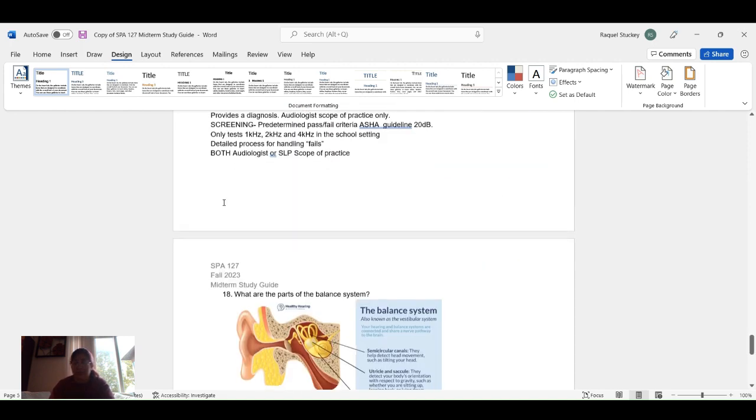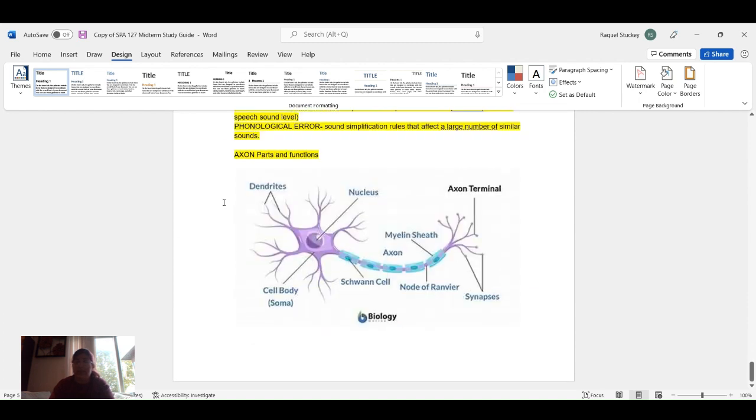Collection of neurons in the central nervous system: tract. Single nervous system fiber: neuron. Collection of neurons in the peripheral nervous system, PNS: nerve. Axon parts and functions.